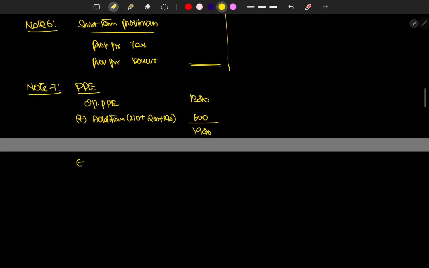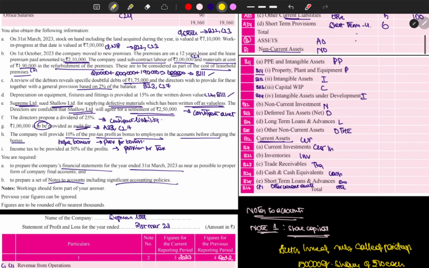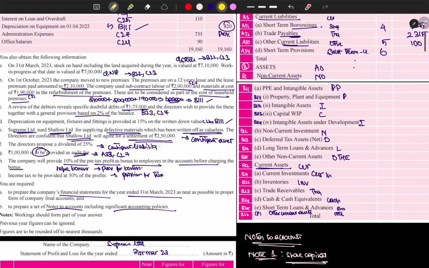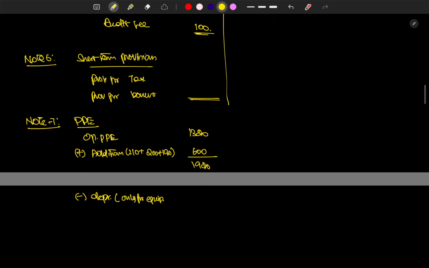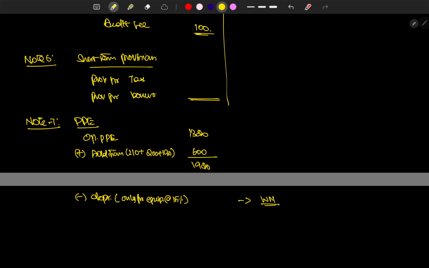1,920 minus depreciation. Depreciation only for equipment, at how many percentage? Equipment at 15% return on value, at 15 percentage. So to calculate depreciation we need to use the working note. Opening depreciation we have is provision for depreciation.